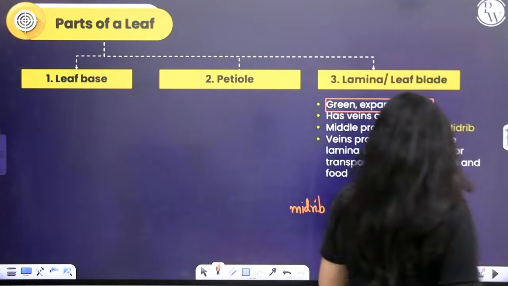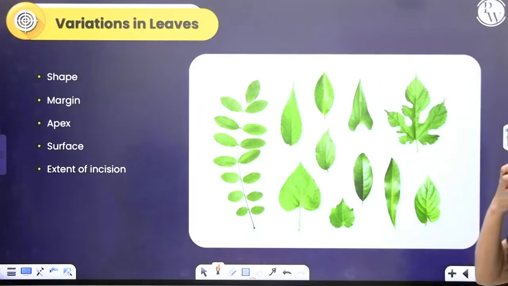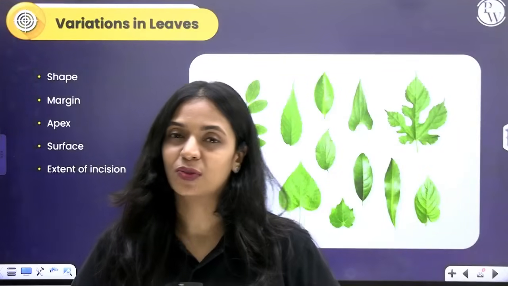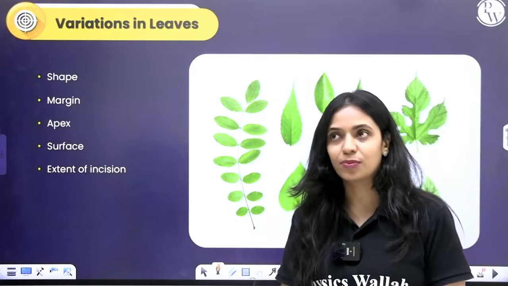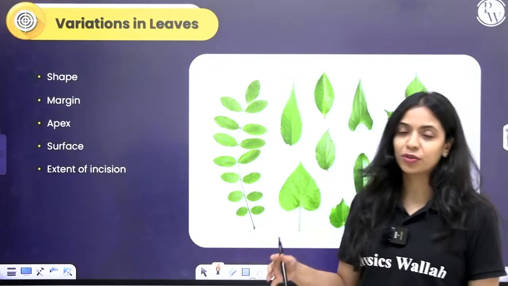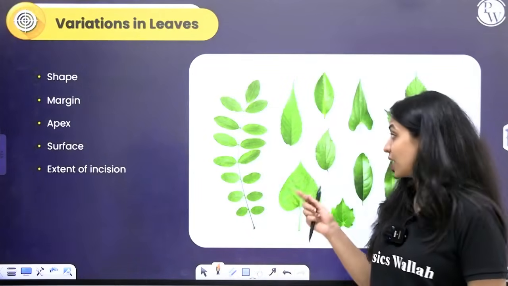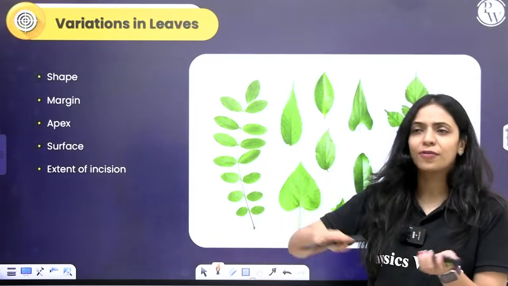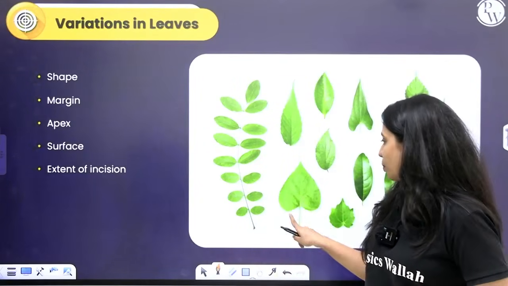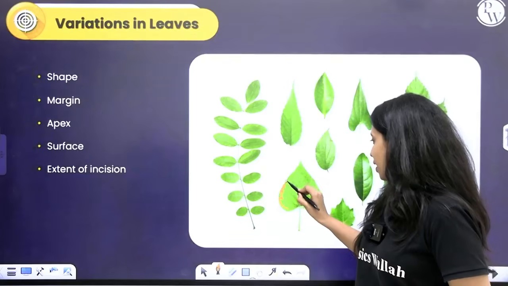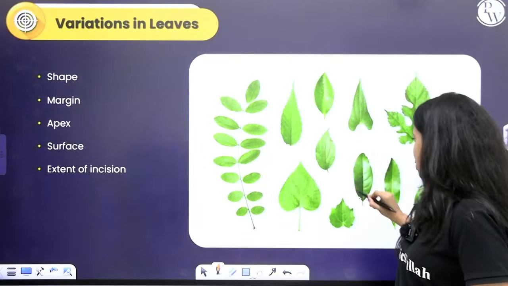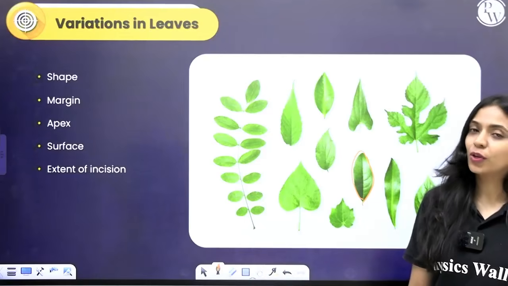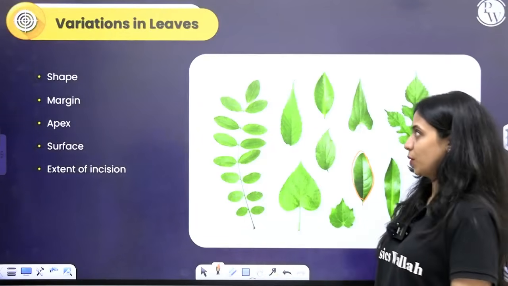Now, let's talk about the variation in leaves. If you look at nature around you, you can see so many different plants have so many different types of leaves. Leaves can vary in terms of how green it is, what shade of green it is, what is its shape, what does its apex look like, how much surface area does it have, what is the margin like, do you see any incisions like this, or is it like a smooth margin? So based on all of that, you can find so much variety in leaves around you.